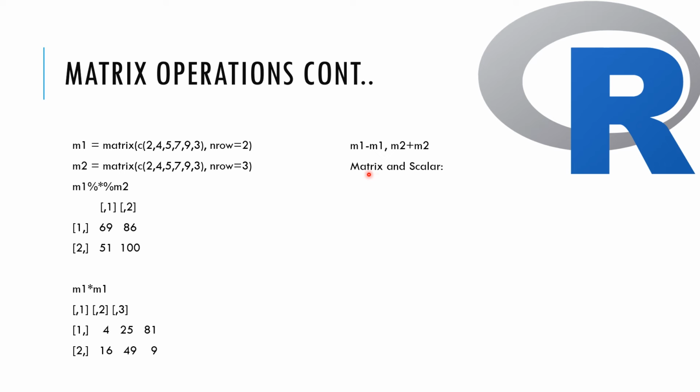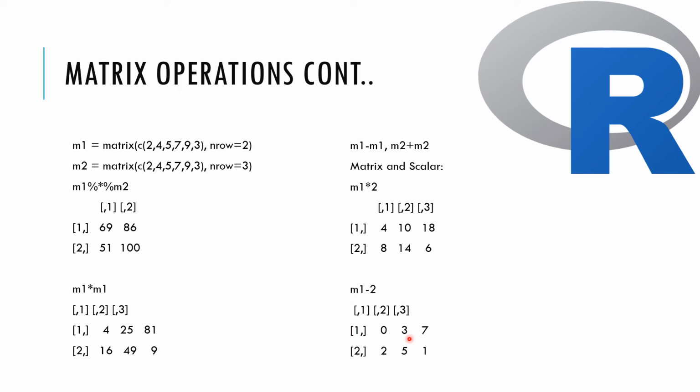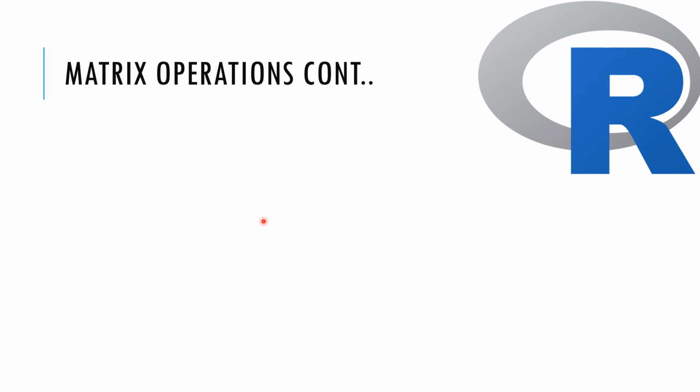Now we look at the matrix with a scalar value. Suppose you want to multiply each element of a matrix by a scalar value, you can use this method, M1 star 2, and it will multiply each element of M1 by 2. Now you can do the same for addition and subtraction. So we have done that. We have subtracted 2 from each element of M1 by using this method.